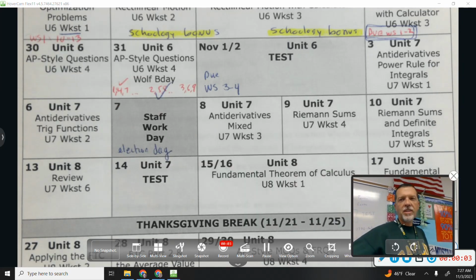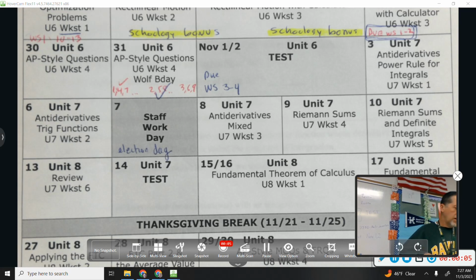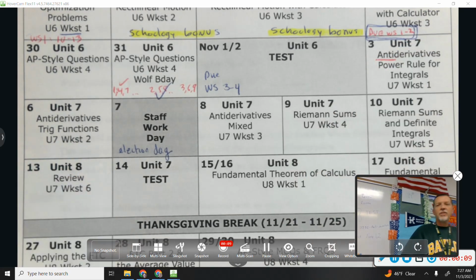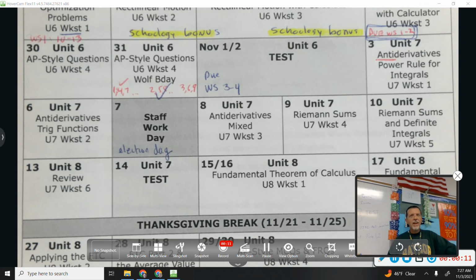But starting today, we're doing antiderivatives. And that doesn't mean you're against derivatives, right? Some of you are like, yes, antiderivatives, sign me up, I am antiderivative. No, it means the opposite process of taking a derivative. Yes, that's another name for it.